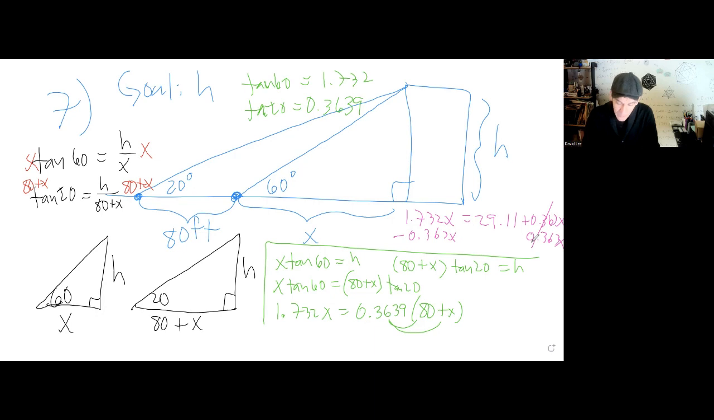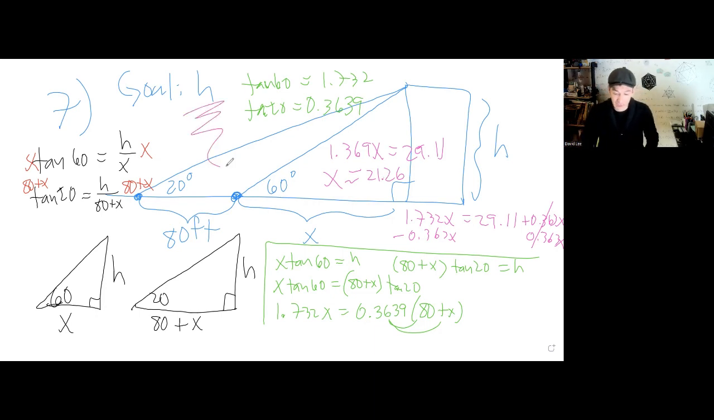And on the left, we get 1.369x equals 29.11. And then solve for x by dividing. So we'd have 29.11 divided by 1.369. So x is about 21.26. But what the heck was the goal?